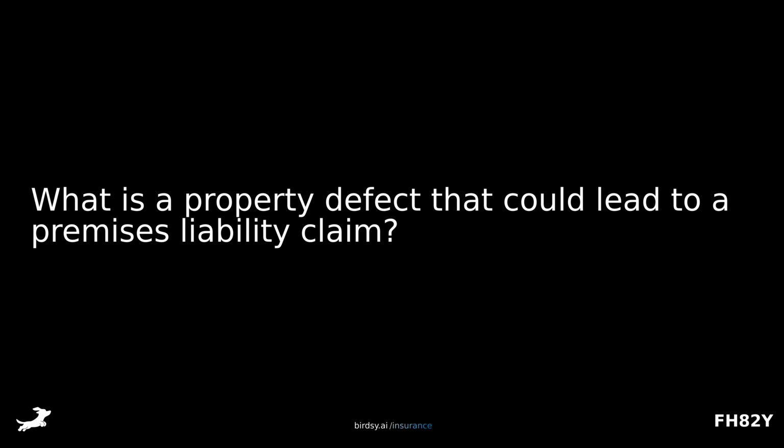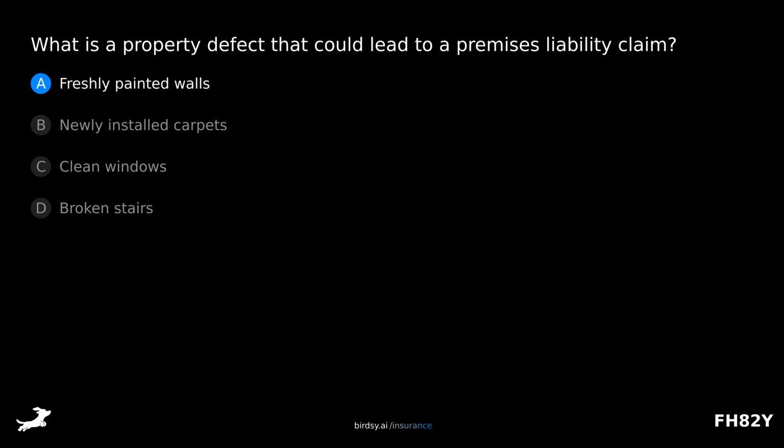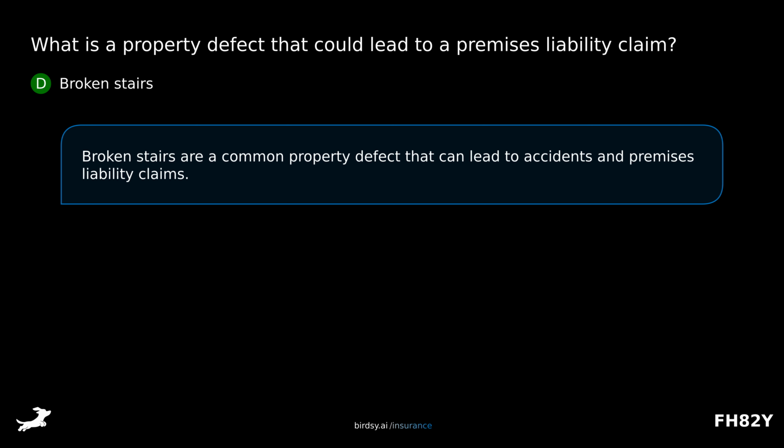customers. What is a property defect that could lead to a premises liability claim? Is it A, freshly painted walls, B, newly installed carpets, C, clean windows, or D, broken stairs? The answer is D, broken stairs. Broken stairs are a common property defect that can lead to accidents and premises liability claims.